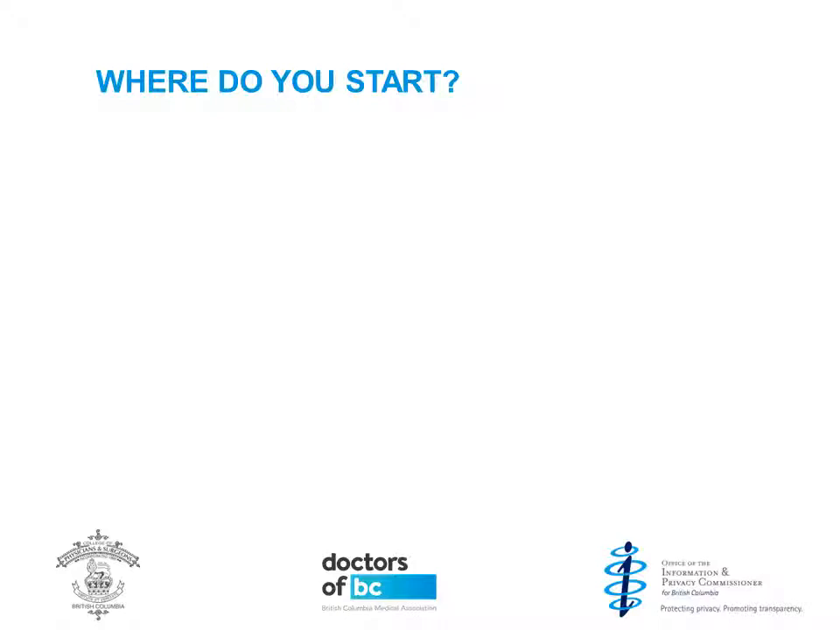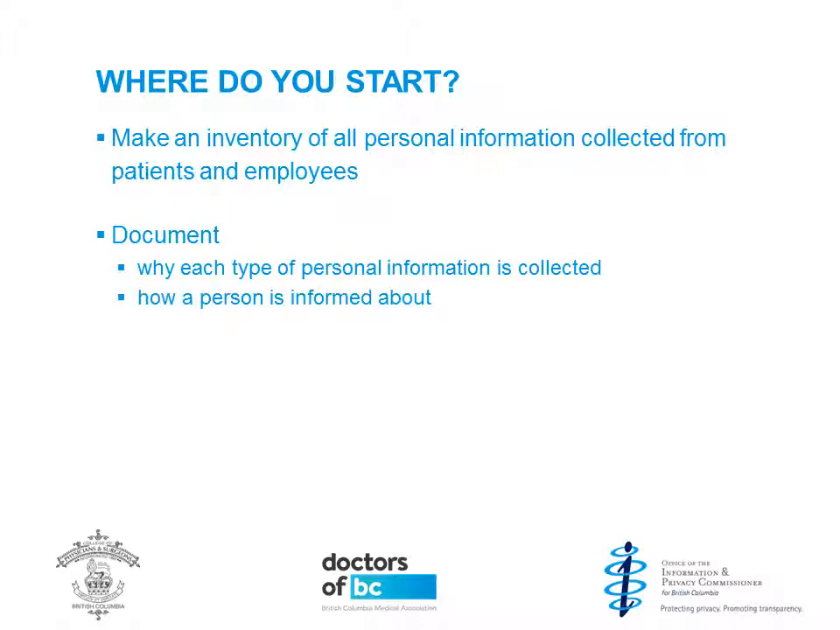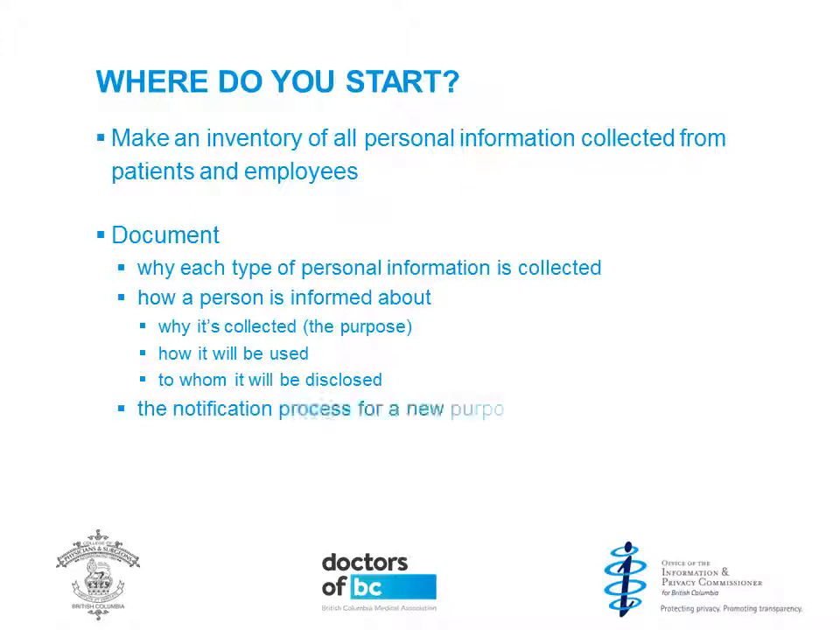Where do you start? Make an inventory of all personal information you collect from both patients and employees. Even if it's obvious, document why it's collected. Examples include identification and contact, how a person is informed about why it's collected, the purpose, how it will be used, for example, patient care or payroll administration and tax reporting, to whom it will be disclosed, like others in the circle of care or regulatory bodies like CRA, and the notification process if you want to use the information for another purpose.